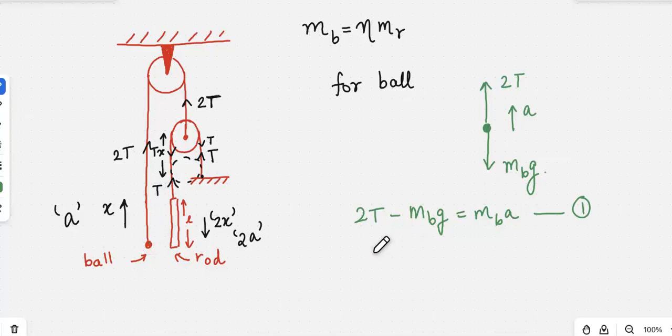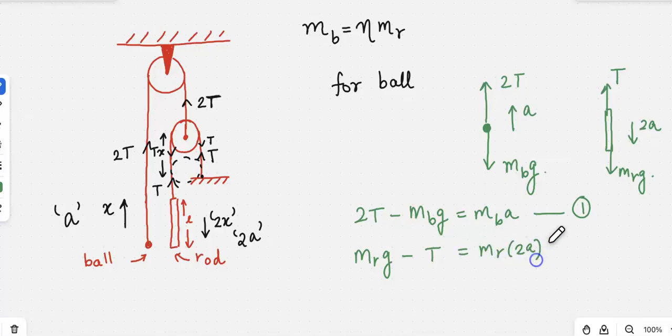Now for the rod, what is the situation? For the rod, this is mr times g minus T. The tension is upwards, right? So I will draw the rod's free body diagram like this. T is the upward force, the rod has weight mrg, and the acceleration is downwards, which is 2 times a. So this will be mr times 2 times a. This is the second equation.